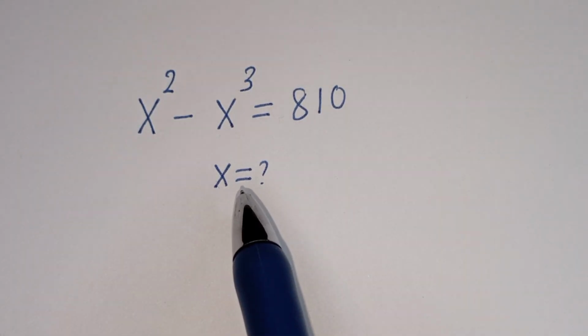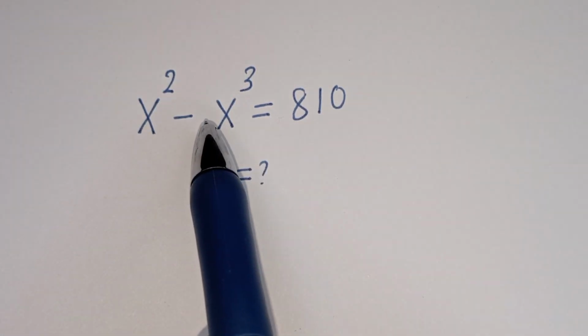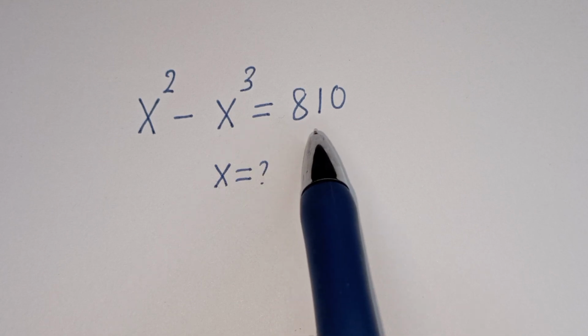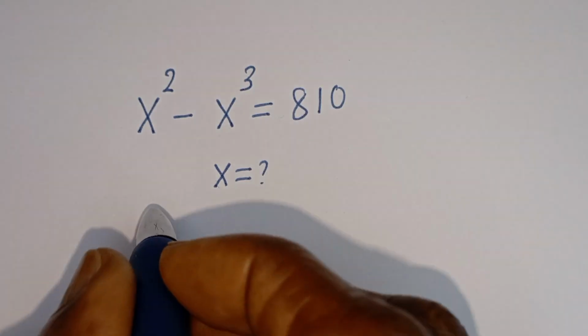Hello, how to solve for s in this equation? s squared minus s to the power of 3 is equal to 810. Solution.